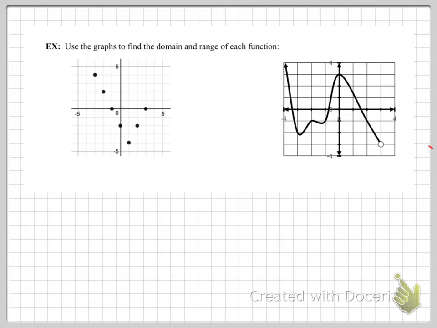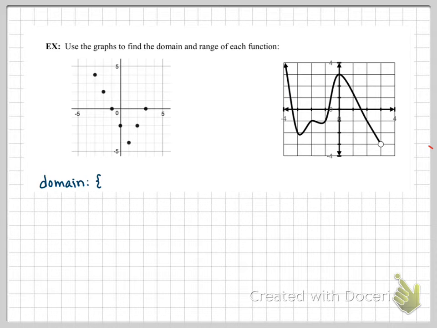So this is identical to what we did the other day where we just had a list of ordered pairs. The only difference here is that we've plotted the ordered pairs on a graph as opposed to listing them as ordered pairs. So my domain is just all of the x values.